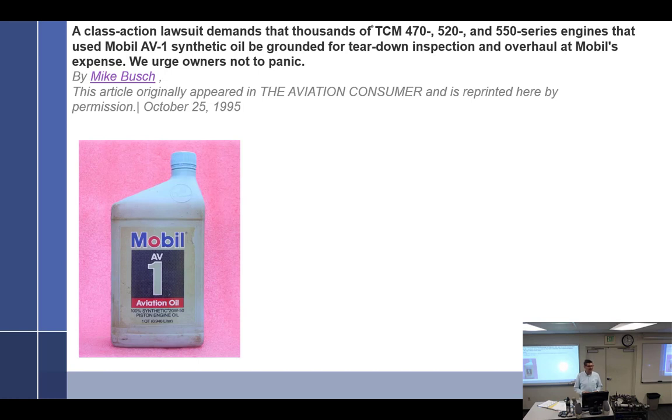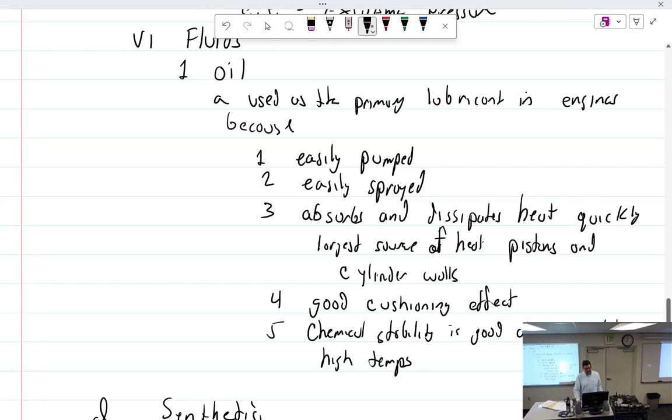The Wasp in there, I think that ran on 140. Yeah, it did. And we'll get into how much lead was in this stuff before. So anyway, that's what happened with synthetic and why it doesn't work.